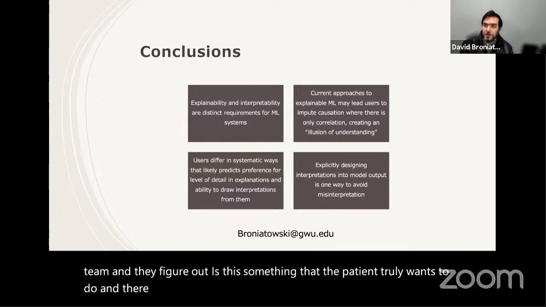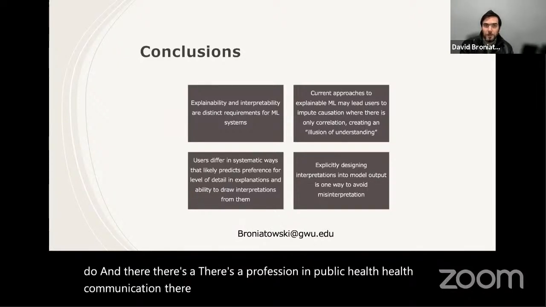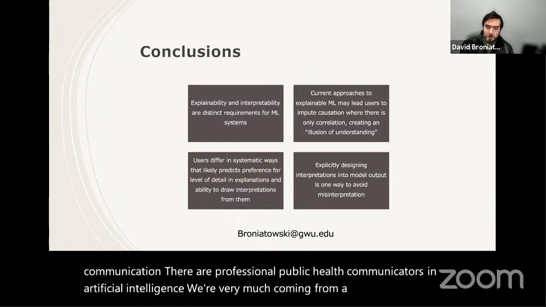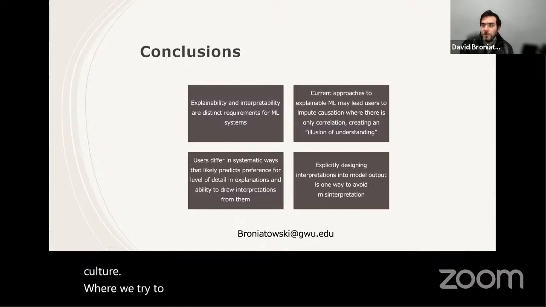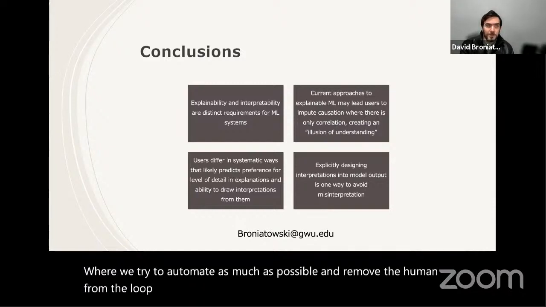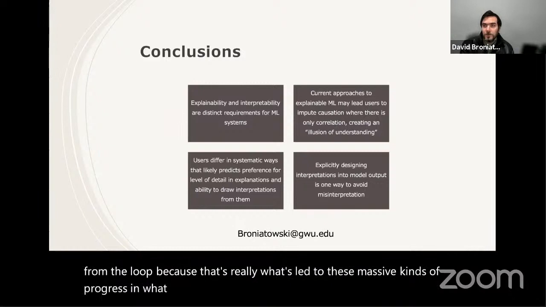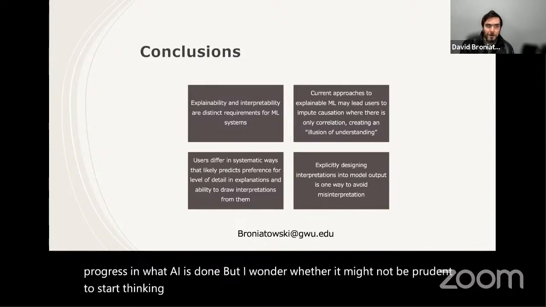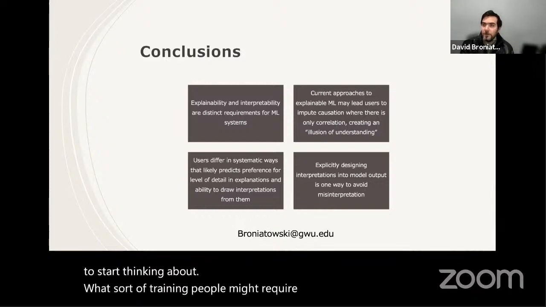There's a profession in public health, health communication. There are professional public health communicators. In artificial intelligence, we're very much coming from a culture where we try to automate as much as possible and remove the human from the loop, because that's really what's led to this massive progress in what AI has done. But I wonder whether it might be prudent to start thinking about what sort of training people might require to become algorithmic communicators.